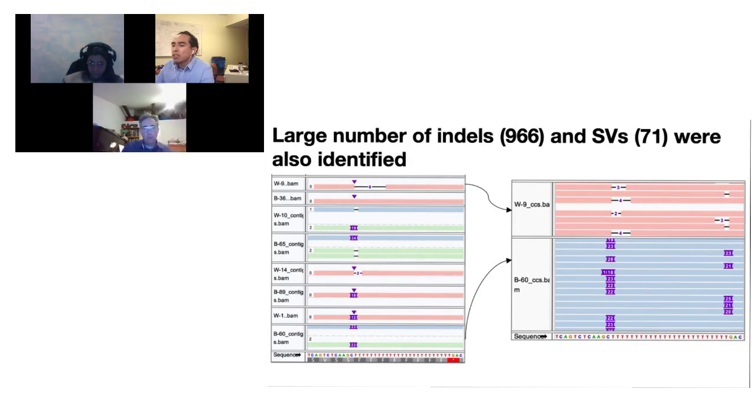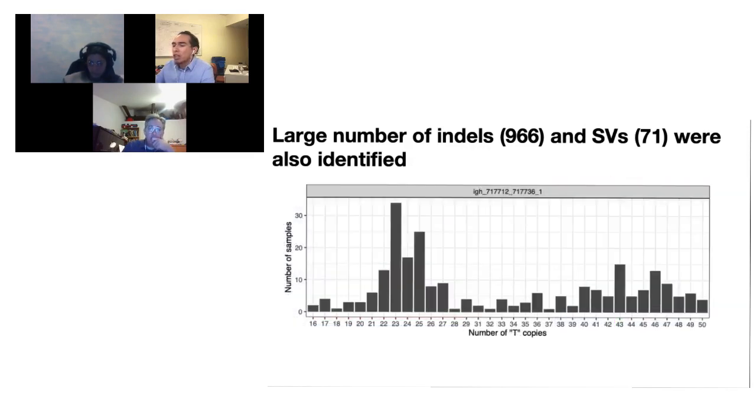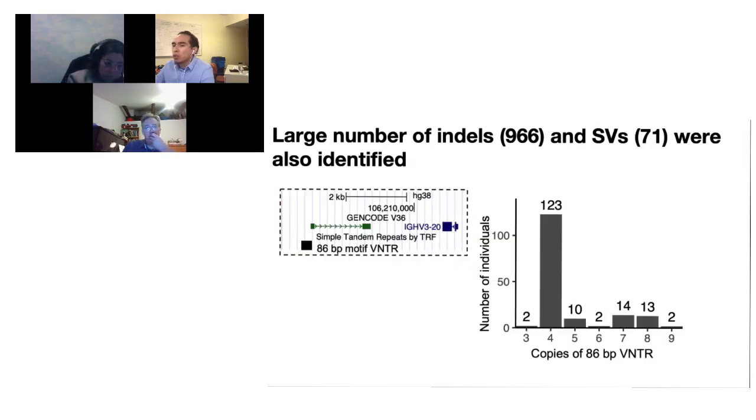On the left is a screenshot of assemblies from different samples that were generated, and on the right is a screenshot of raw reads. What you can see, for example, is that one individual has 8 T's deleted, while others have an increase of T's. All of these indels are supported by raw reads. In this cohort, the number of T's in this region ranged from 16 to 50, with the majority of individuals having 23 copies, although there does seem to be a bimodal distribution.